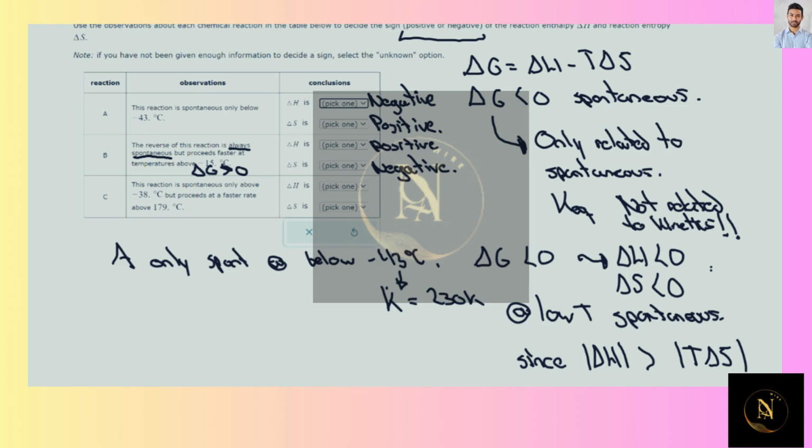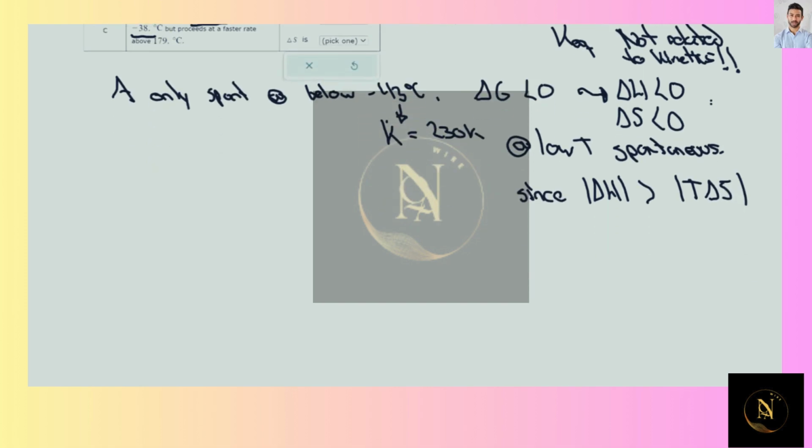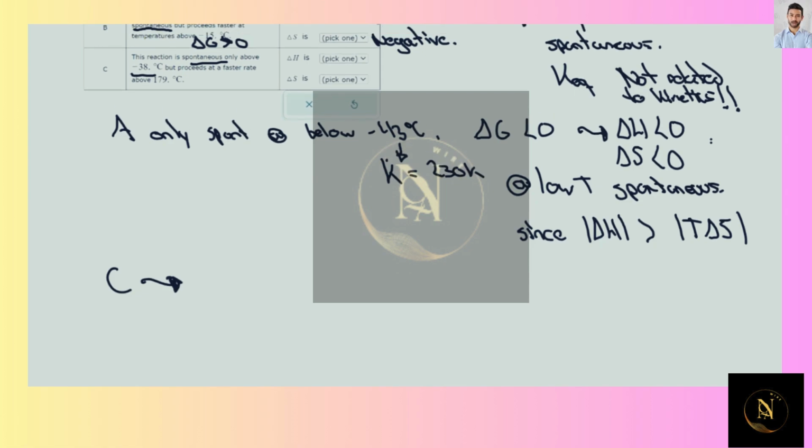And next, we're going to have a reaction that is going to be spontaneous only above minus 38 degrees Celsius. So for reaction C, remember, the temperature is always going to be positive because we're dealing with absolute thermodynamic temperatures. We need to always transform the temperature into Kelvin. But what we're going to get is that the reaction is going to be spontaneous only at higher temperatures.